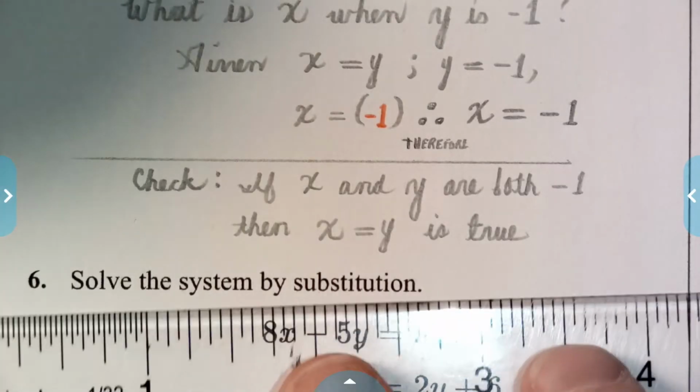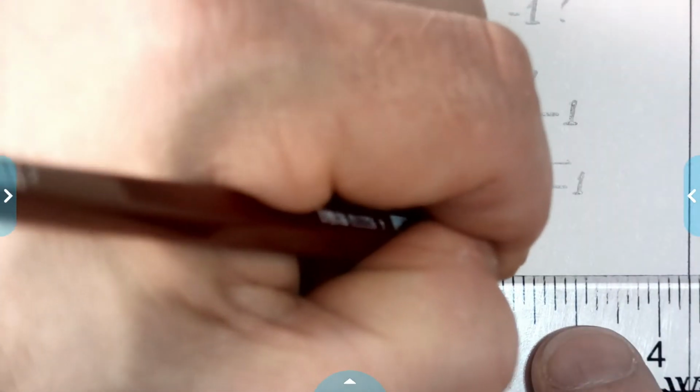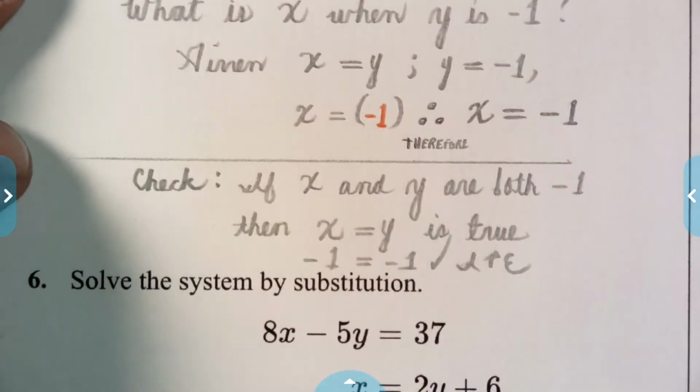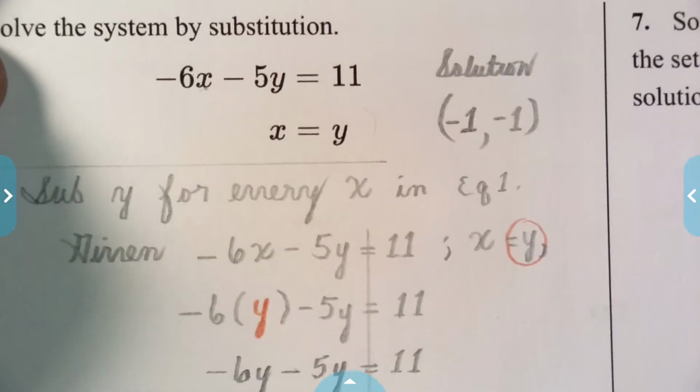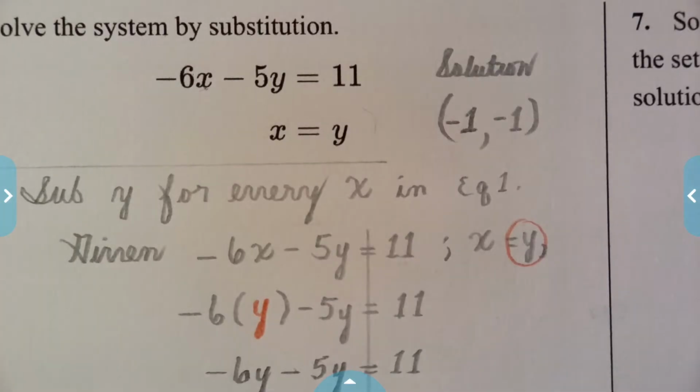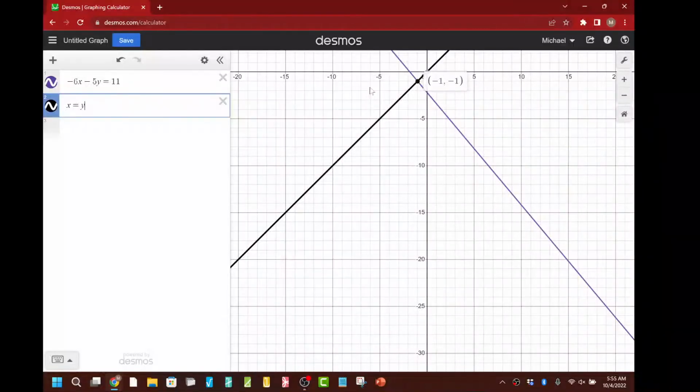Okay, well, is that the case? You know, we just say -1 equals -1. That's true, okay, by the identity property of equality. Okay, so we were correct about our solution. Now we can look at it on a graph. So here's the graph of the 2 equations, and we see indeed -1, -1 is the solution for that system.